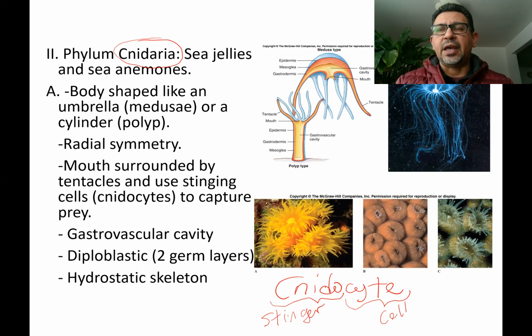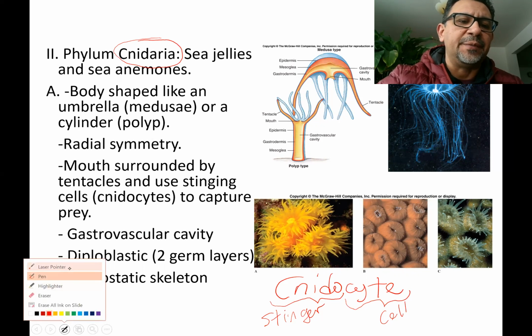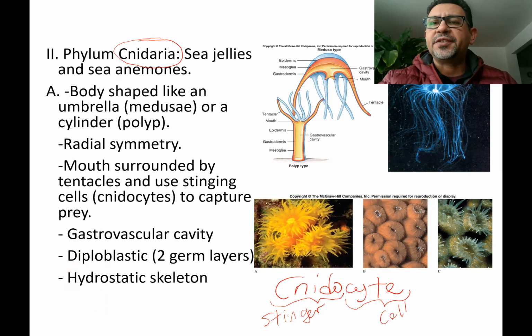The stingers, as you can imagine, can also be useful for defending the animal itself from potential enemies, like potential predators. So what we learn in lab is that these animals are going to have two main body types, and it has to do with whether they are free drifters like jellyfish. We call them more appropriately sea jellies. Here's an example of a sea jelly.